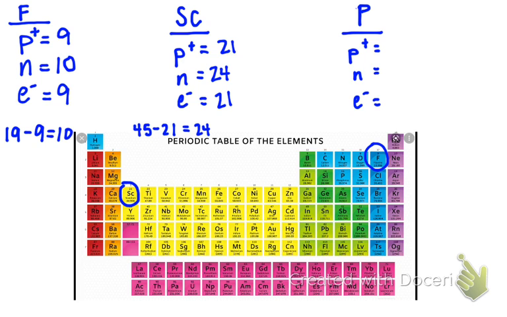And then my last one was phosphorus. So there's phosphorus here, protons and electrons. Since I told you the atoms were neutral, they are going to be equal to one another. I'm going to round 30.97 up to 31. I'm going to take away the number of protons, and that leaves me with 16 neutrons.